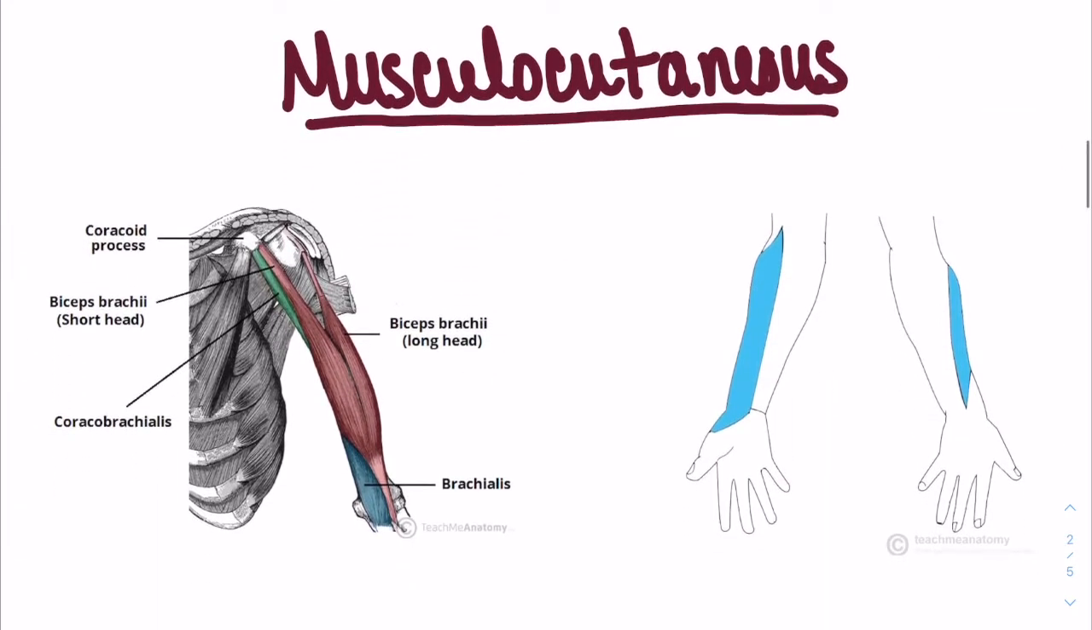We have the musculocutaneous, which is C5 through C7. It innervates the anterior compartment of the arm, so the biceps brachii, both the long and short head, the coracobrachialis and the brachialis, as well as sensory innervation to these parts of the arm. A deficit here could cause a weakness of arm flexion.